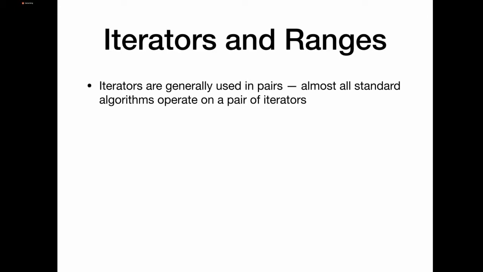Right, iterators and ranges. So we saw an example of this before when we called standard sort. Iterators are generally used in pairs. So we have an iterator which points to the start of the range, and an iterator which points to the end of the range. So almost all the standard algorithms operate in pairs. Bit of terminology, we refer to this pair of iterators as a range.